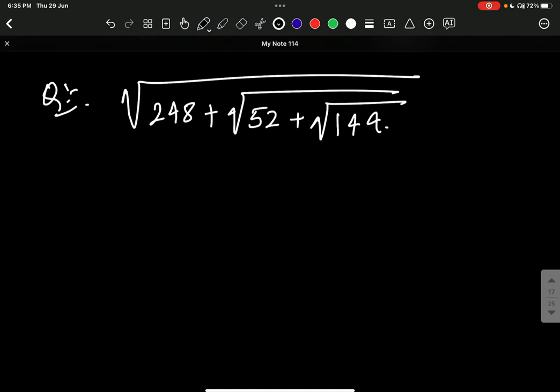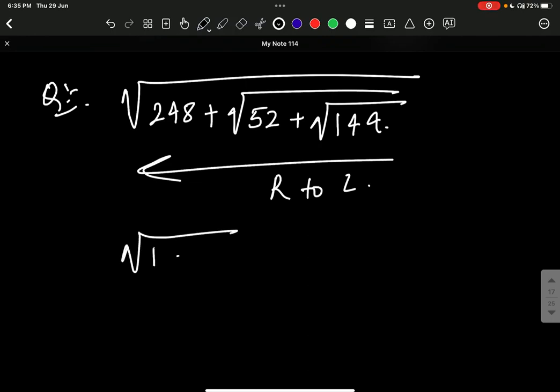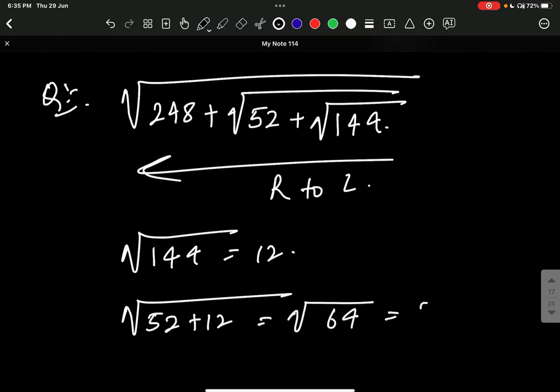So when the numbers are different, then we have to move from right to left. How do you have to go? R to L, right to left. So what is under the root of 144? That is 12. What is under the root of 52 plus 12? That is nothing but under the root of 64, that is 8.